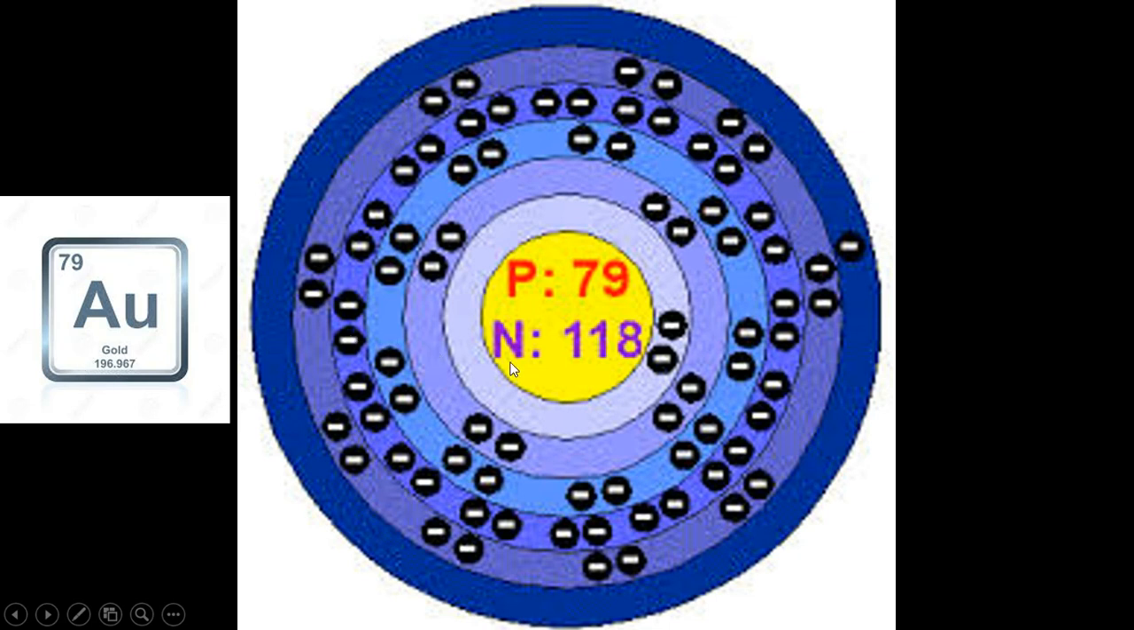Now, to figure out the neutrons again, you would round the 196.967 to 197, subtract 79 from it, and you'll get 118. So most atoms of gold have 118 neutrons. Now, every atom of gold does have 79 protons because the number of protons is what gives that atom its identity.